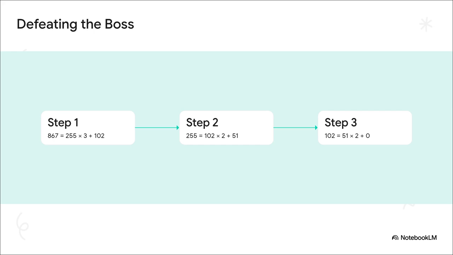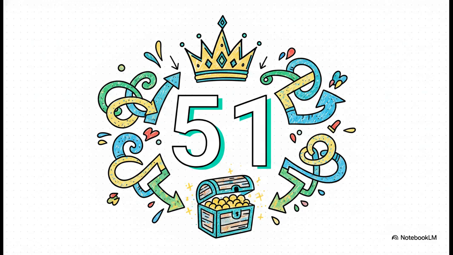Step 3. 102 divided by 51. It goes in exactly 2 times, and boom. Our remainder drops down to that beautiful perfect 0. And there is that final dopamine hit of completion. Since the remainder is 0, we look at our last acting divisor, which is 51. We have successfully conquered the final boss, and 51 is the highest common factor.